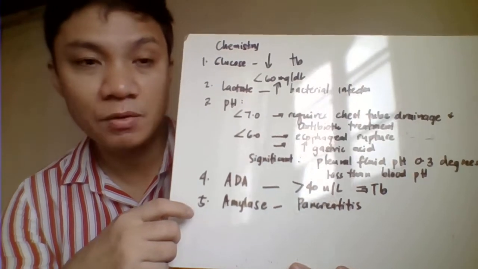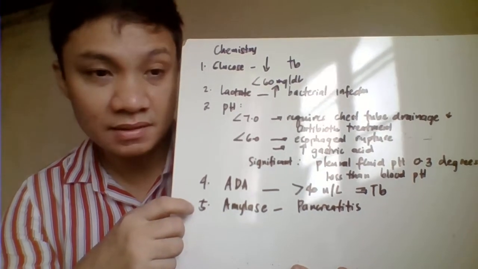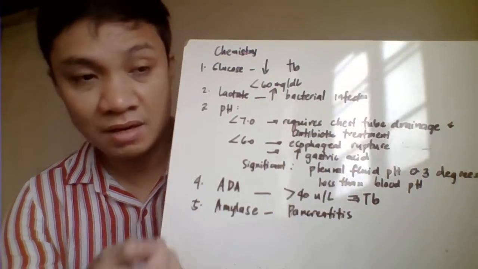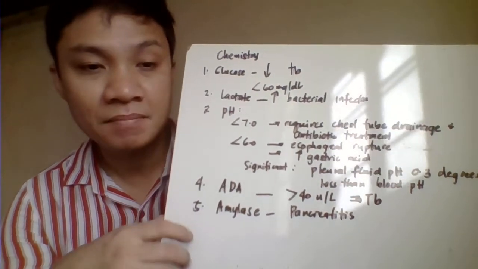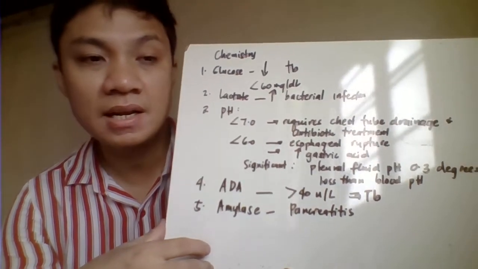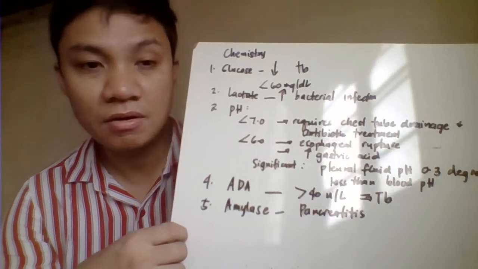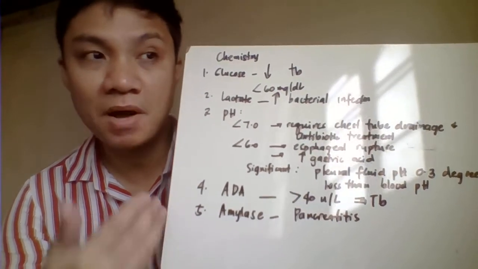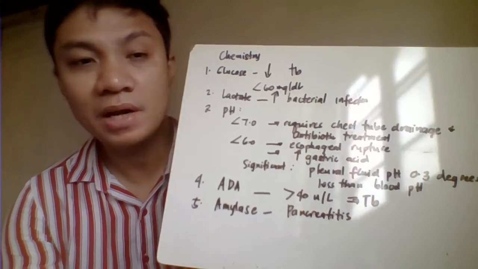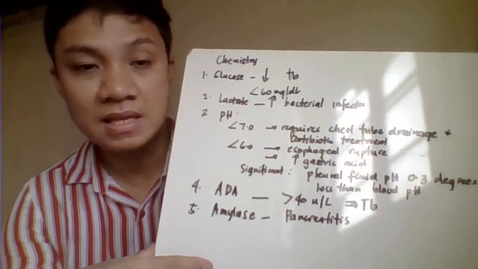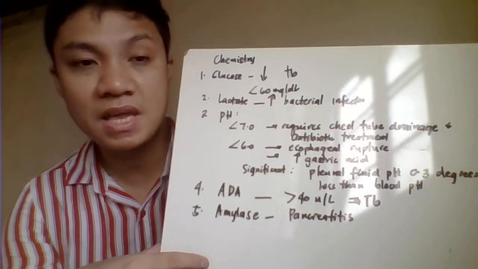Increased lactate level will be related to bacterial infection. For the pH, a pH of less than 7 signifies the patient should be given chest tube drainage or should be given antibiotics in the case of pneumonia. For a pH of less than 6, or very acidic pH, it might be related to your esophageal rupture because of accidental puncture of that, and it becomes more acidic because of the increase in your gastric acid.